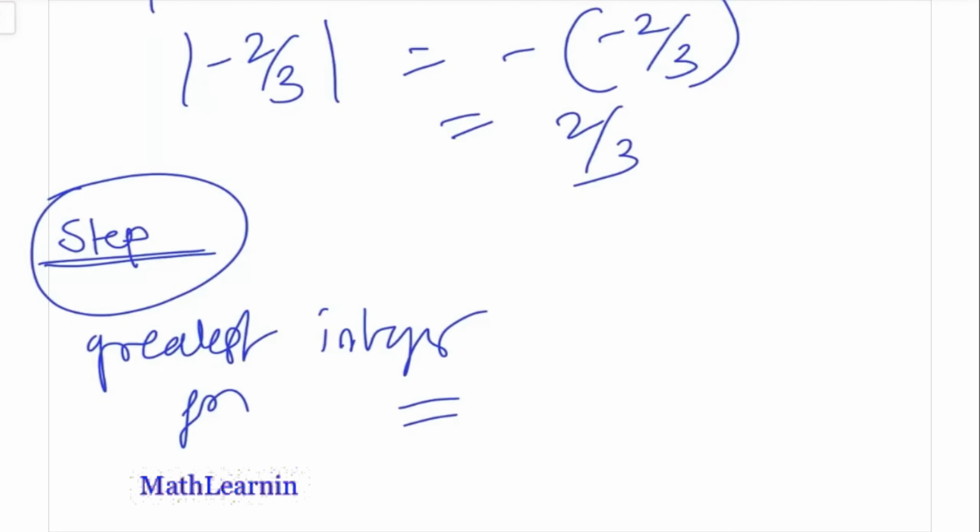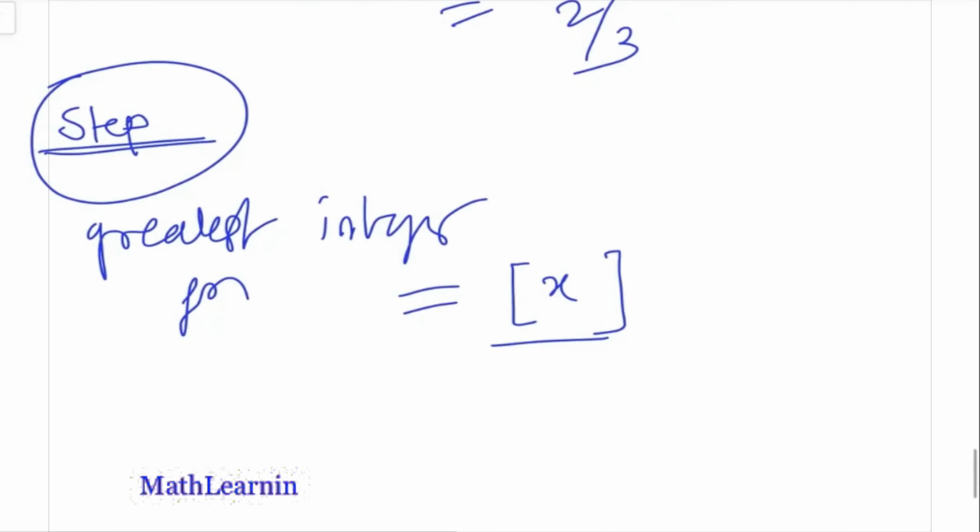It is like this now, and this is the way we denote the greatest integer function. It means you have to take the greatest integer. Suppose you have 2 by 3. What is the value of 2 by 3? So the greatest integer value of 2 by 3.